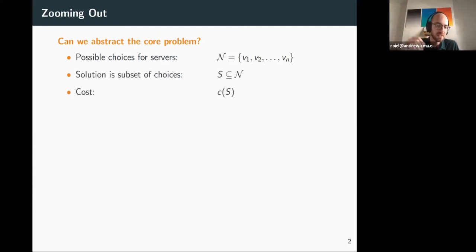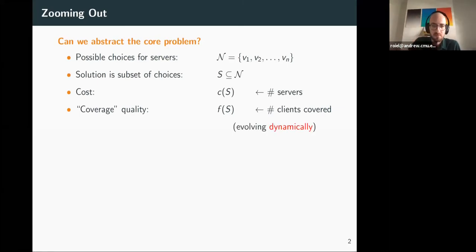There is a cost associated with any one solution. Okay, so if we pick some set of servers to be our solution, the cost is just the number of servers in the example I gave. There's a notion of coverage quality, right? This is the number of clients covered when you choose S to be the candidate set of servers. And I'll just foreshadow that in the problem that we're trying to model, this notion of coverage itself is evolving dynamically. And I'll say more about what this is later.